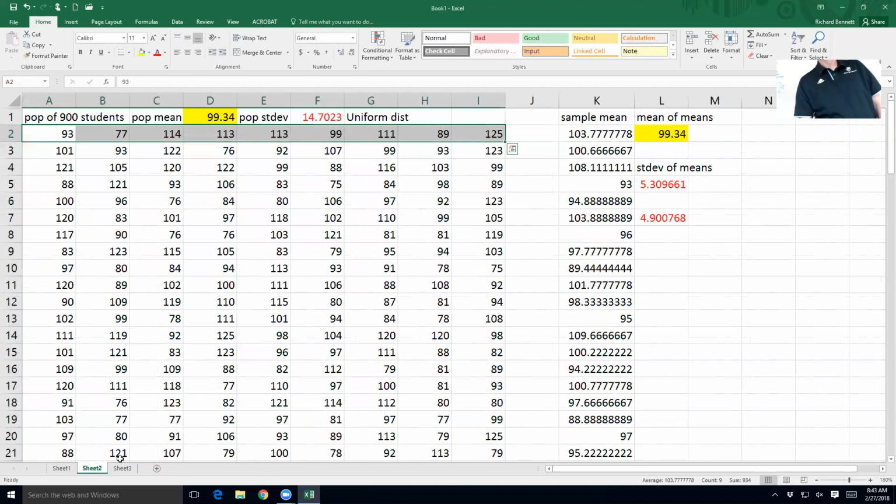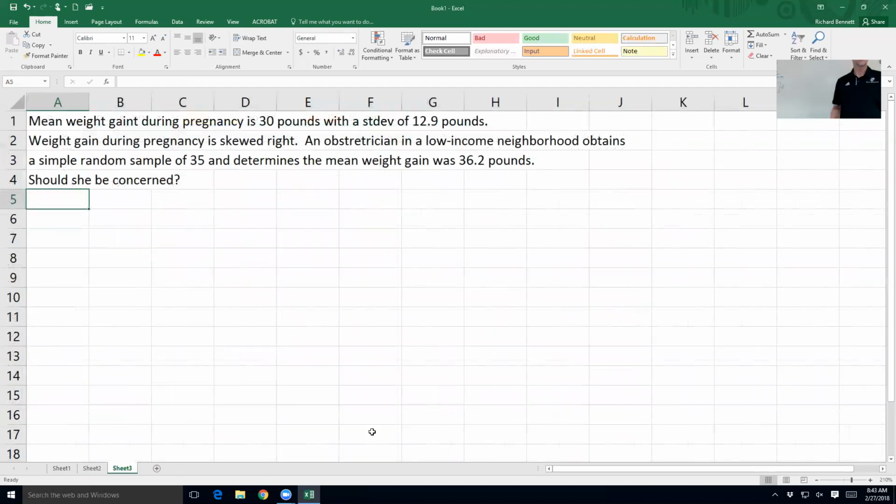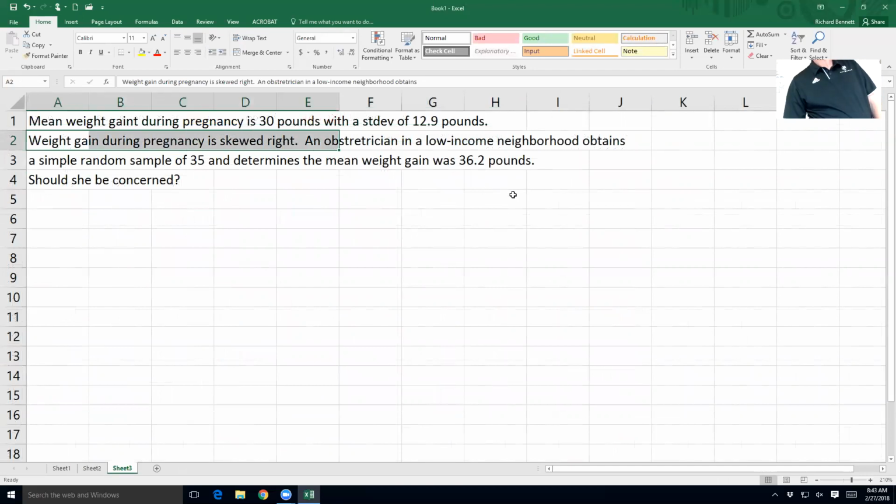Okay, now let's also talk about this. Weight gain during pregnancy is skewed right. Is that an issue? Who says yes, it's an issue? 1, 2, 3, 4. Who says no, it's not an issue? 1, 2, 3, 4.